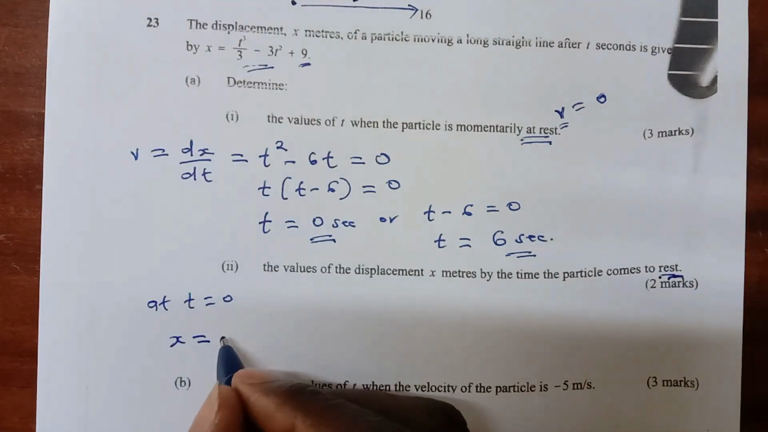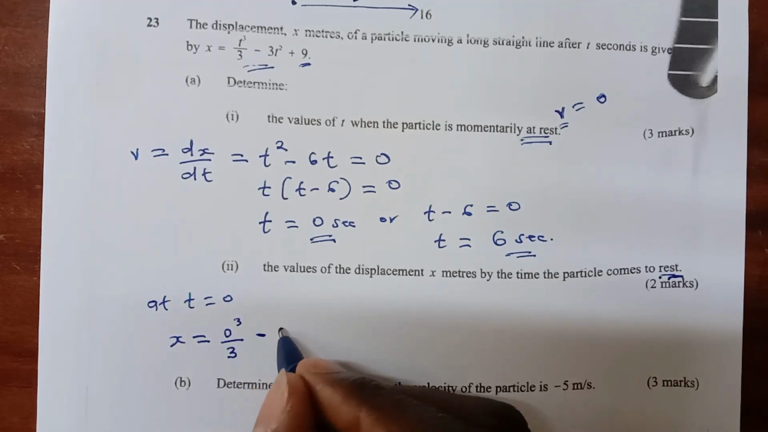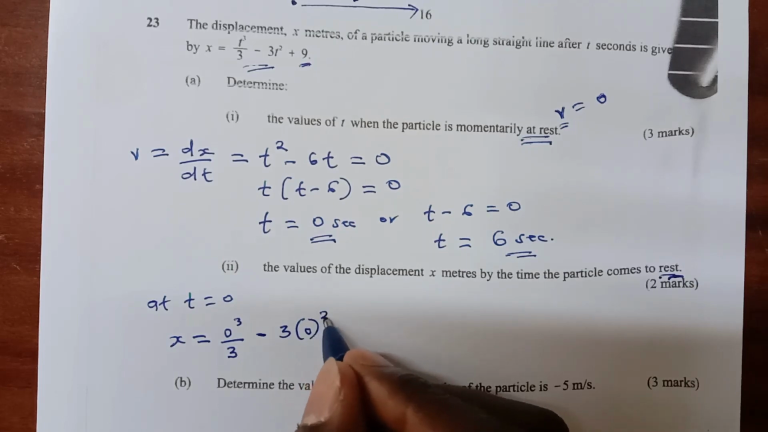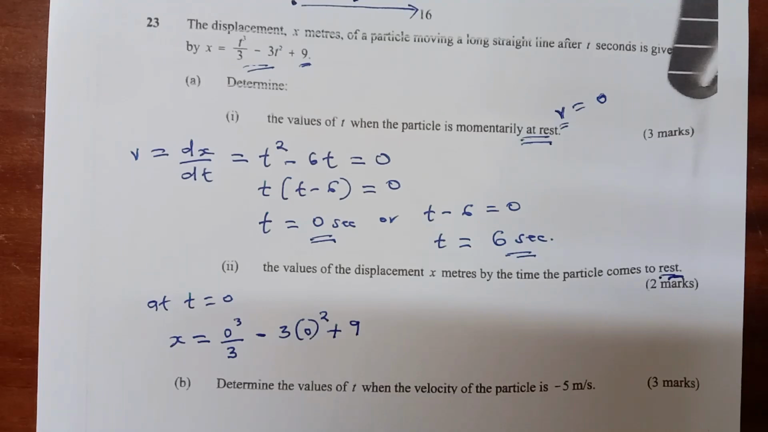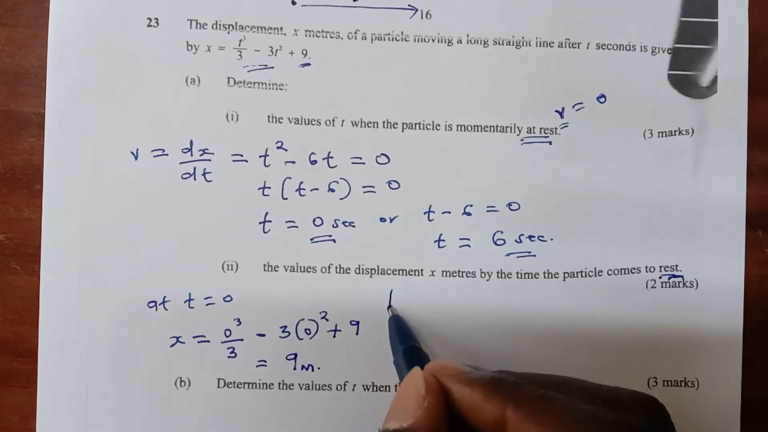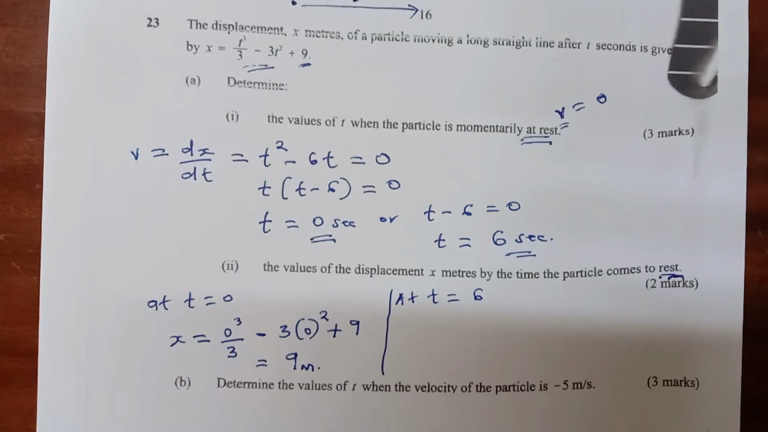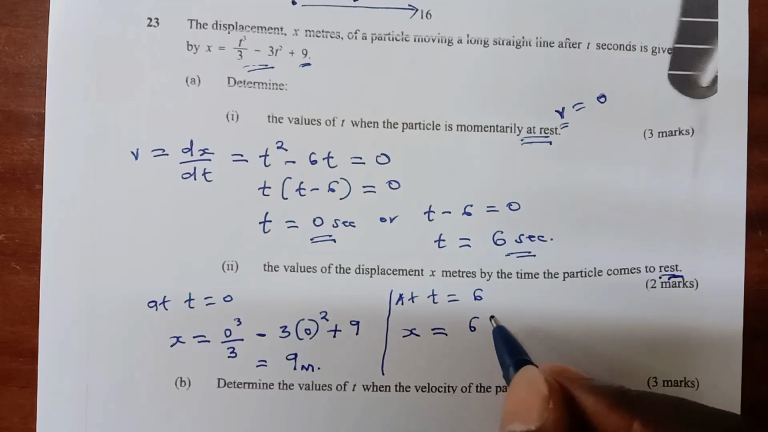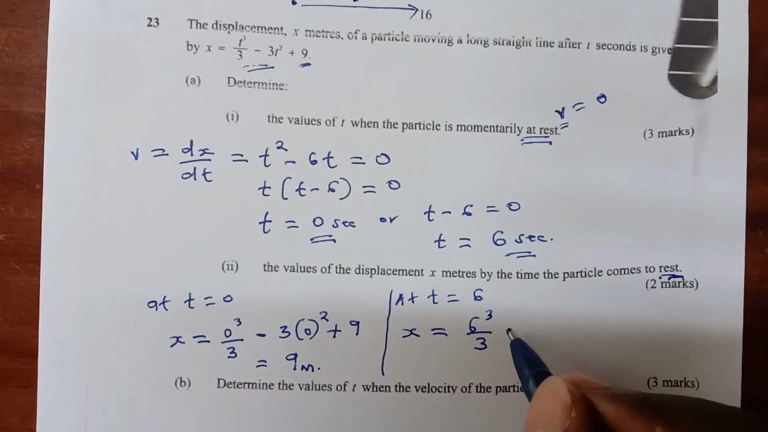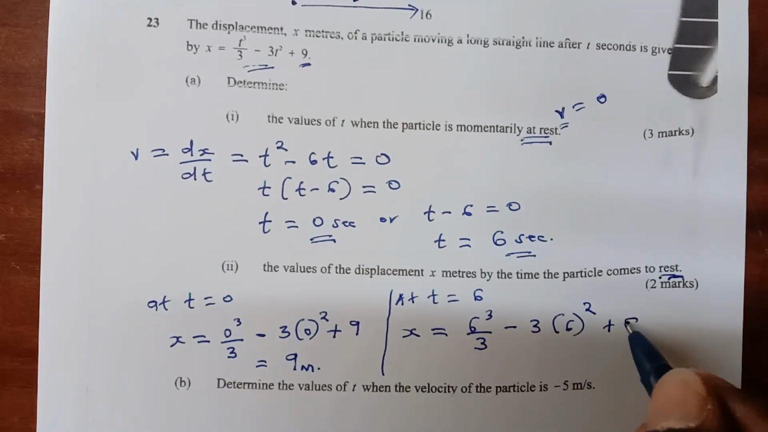So the value of x equals 0 cubed over 3 minus 3 times 0 squared plus 9. All this simplifies to 0 and this one remains 9 meters. Then next, at t equals 6, the value of x equals 6 cubed over 3 minus 3 into bracket 6 squared, then plus 9.